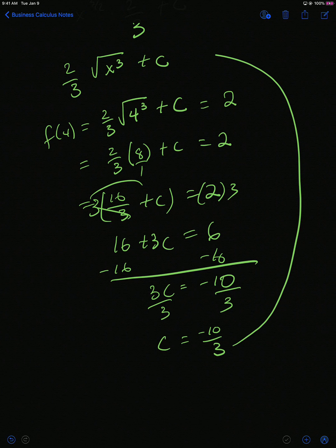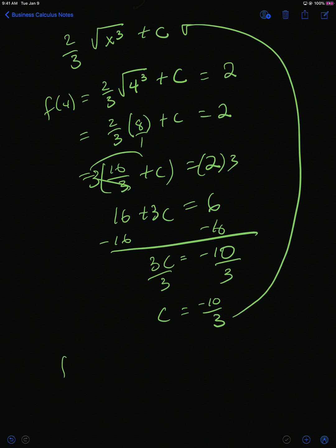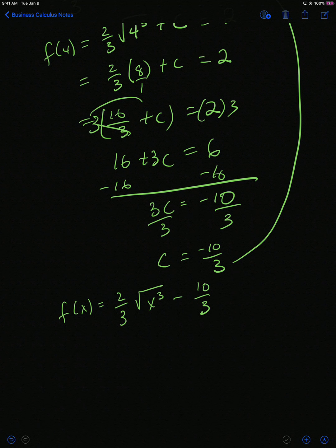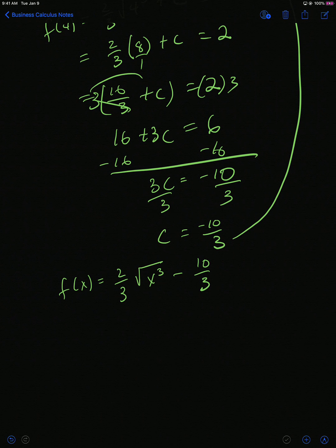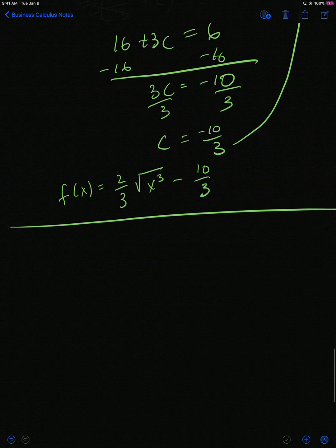And that goes back into the original problem. And so f of x, the function, is 2/3 the square root of x to the 3rd power minus 10 over 3. When I plug in 4 into this function, my answer is going to be 2. When I take the derivative of this function, my answer is going to be the square root of x. Fancy, right? All right. Last problem.